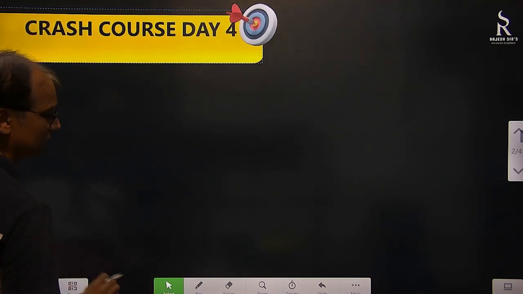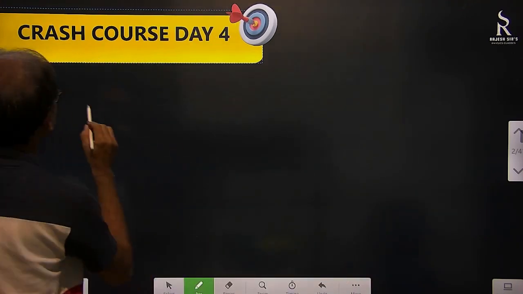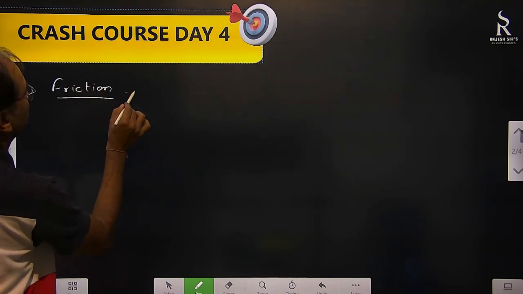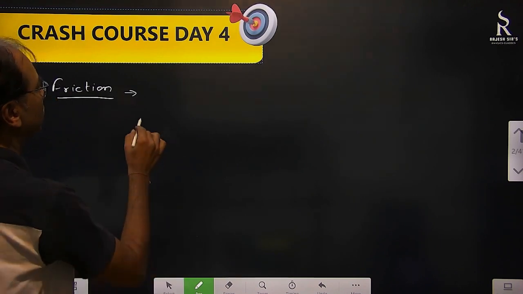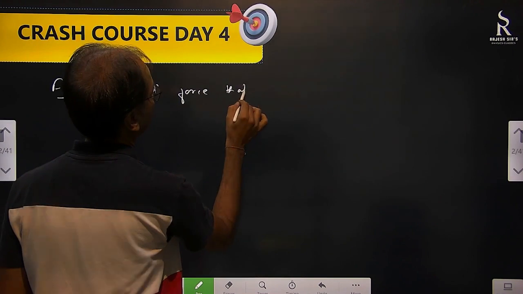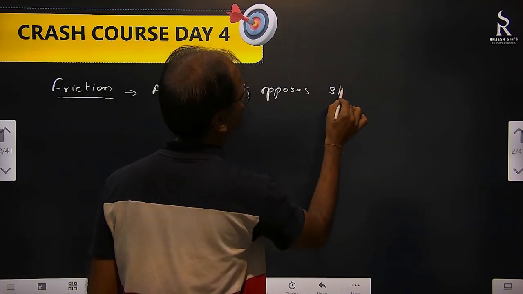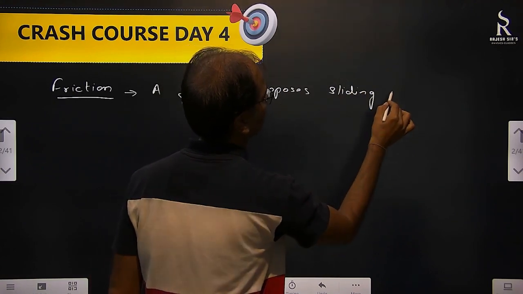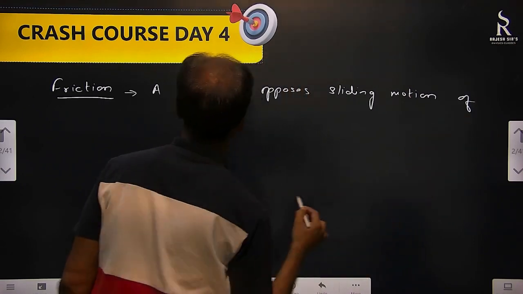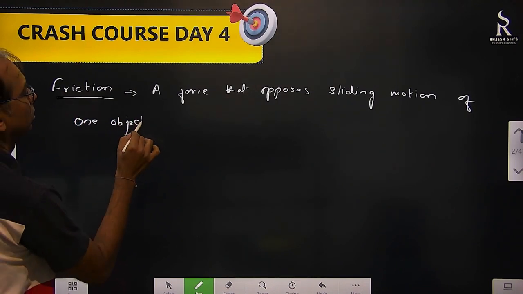So friction basically is what? Friction, what is friction? A force that opposes sliding motion of one object on the other.